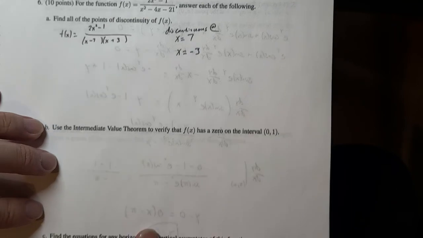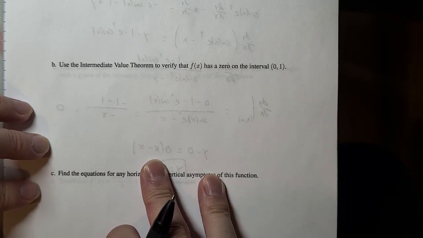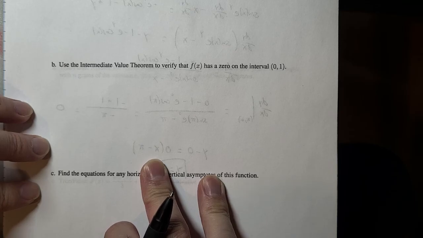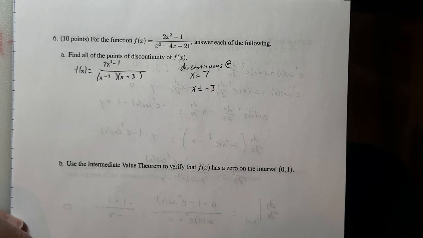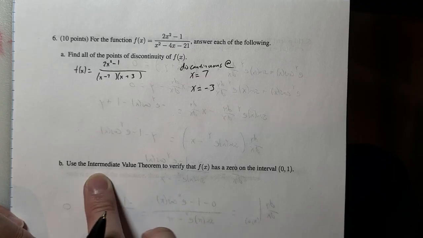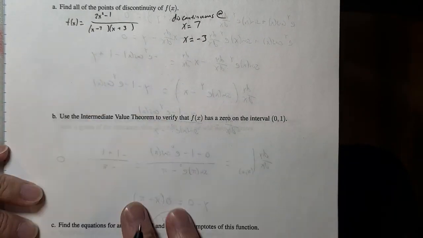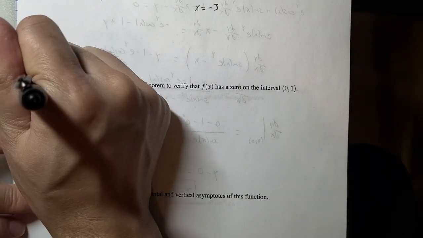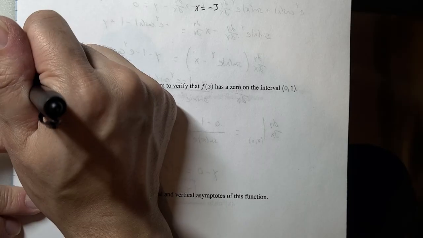Okay. Use intermediate value theorem to verify that f of x has a 0 on the interval 0 to 1. Okay. What is this trying to say? Remember what intermediate value theorem says? Let me briefly review it over here. f has to be continuous, that's key.